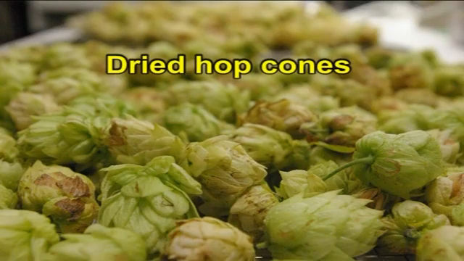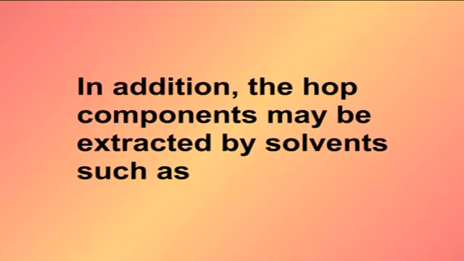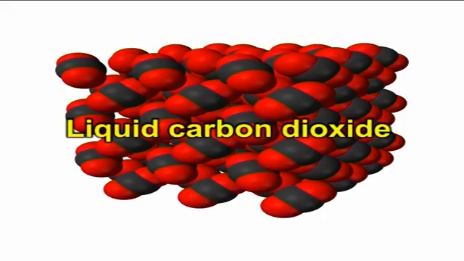Traditionally, the dried hop cones are added whole to the boiling wort, but powdered compressed hops are often used because they are more effectively extracted. In addition, the hop components may be extracted by solvents such as liquid carbon dioxide and added in this form to the wort or after isomerization to the finished beer.